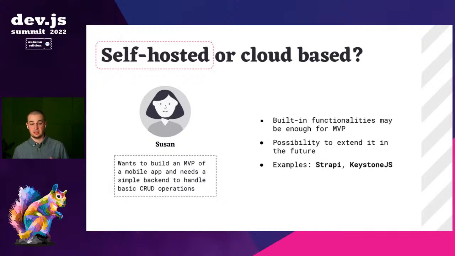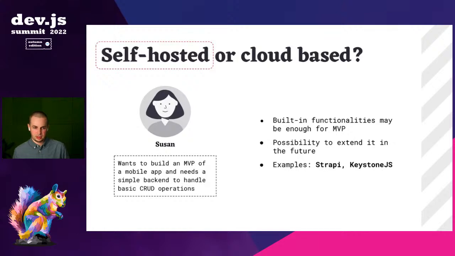Of course, it's probably not a final solution, and if the app scales too much, she will probably have to build a custom backend. But for an MVP, it can be enough. So examples here would be Strapi or Keystone.js.